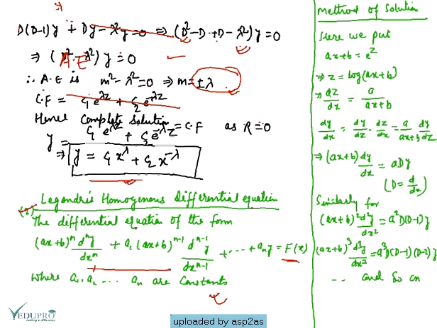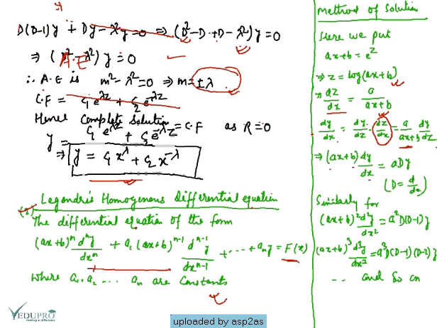So the method of solution is: here we suppose ax plus b as e to the power z, we substitute, which implies z is equal to log (ax plus b). Then dz upon dx is equal to a upon (ax plus b), and dy upon dx we can write as dy upon dz dot dz upon dx. Here we put the value of dz upon dx, which is a upon (ax plus b) into dy upon dz.